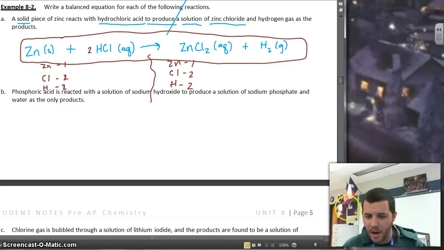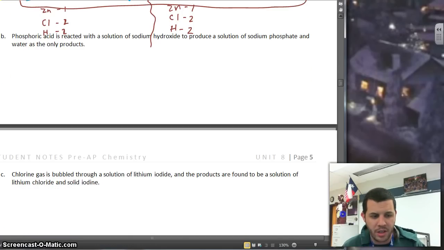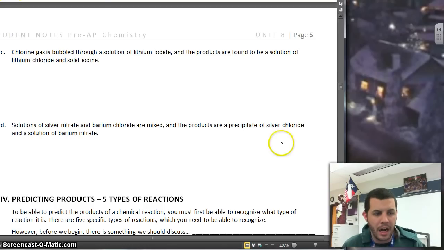Okay, let's go ahead and do another example. Let's do example C here. So I've got chlorine gases bubbled through a solution. Oh, that one's pretty easy. Do we want to do that one? Let's see here. Let's do this last one here. Let's do a hard one.